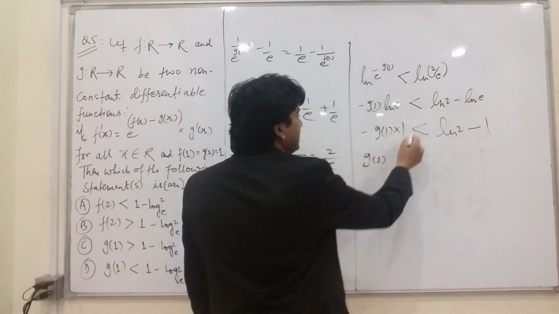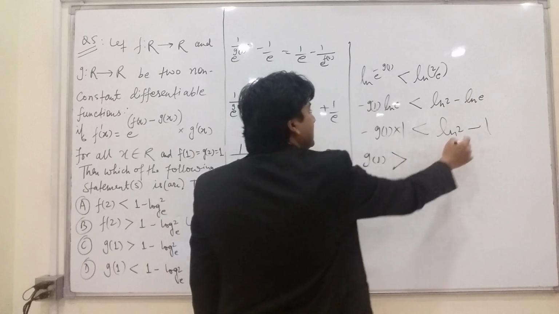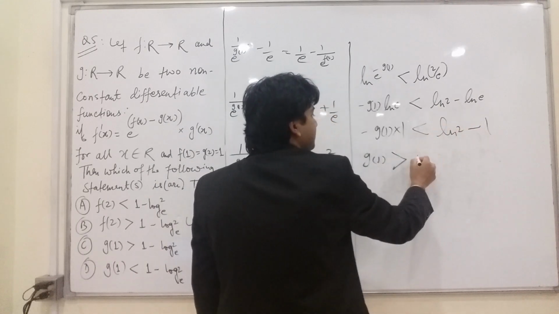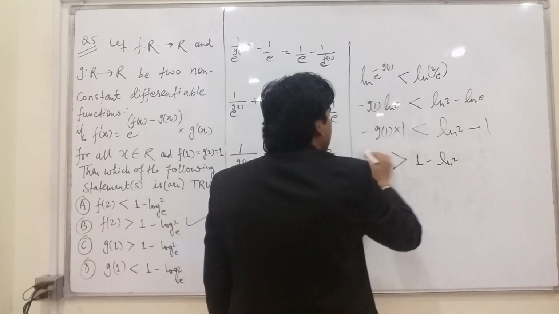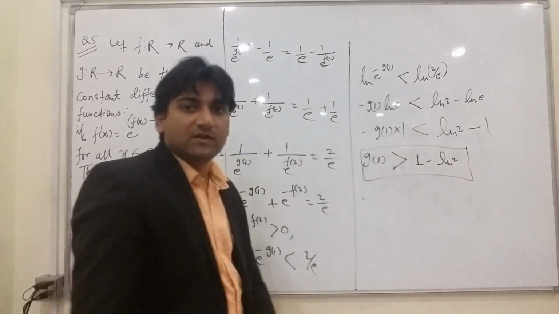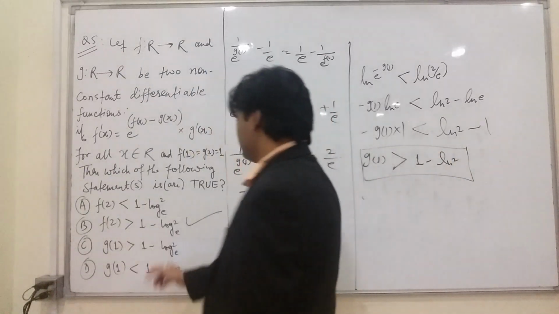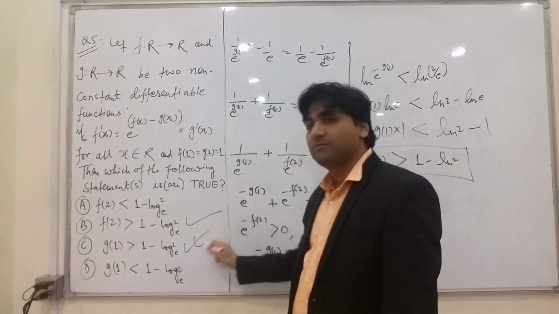I don't want this minus right here, so I have to multiply both sides by minus 1. So this is g1, the inequality sign will change, greater. This is plus, this will be minus. So 1 minus ln 2 is on the right. So g1 is also greater than 1 minus ln 2. Which one is the right option? g1 is greater than 1 minus ln 2. It means this would be our right option.